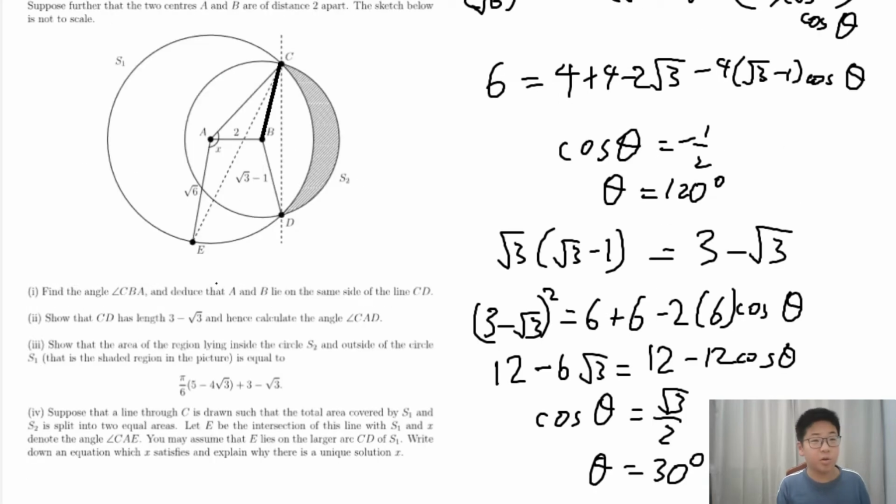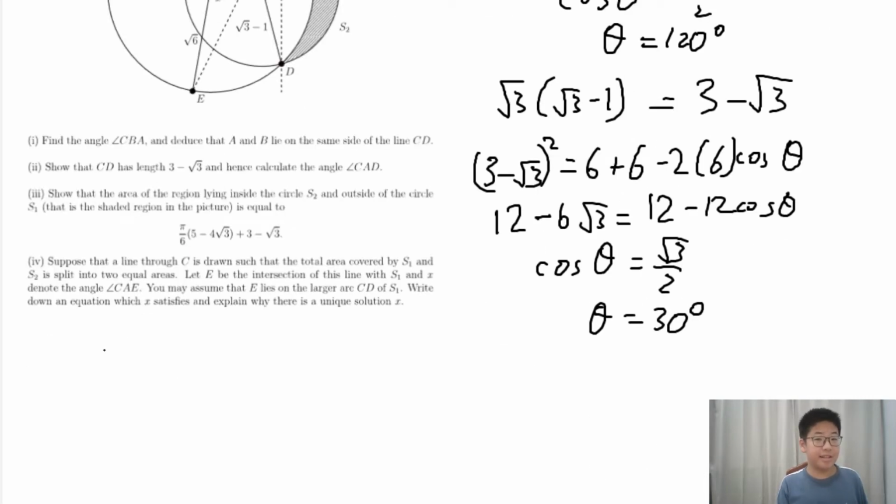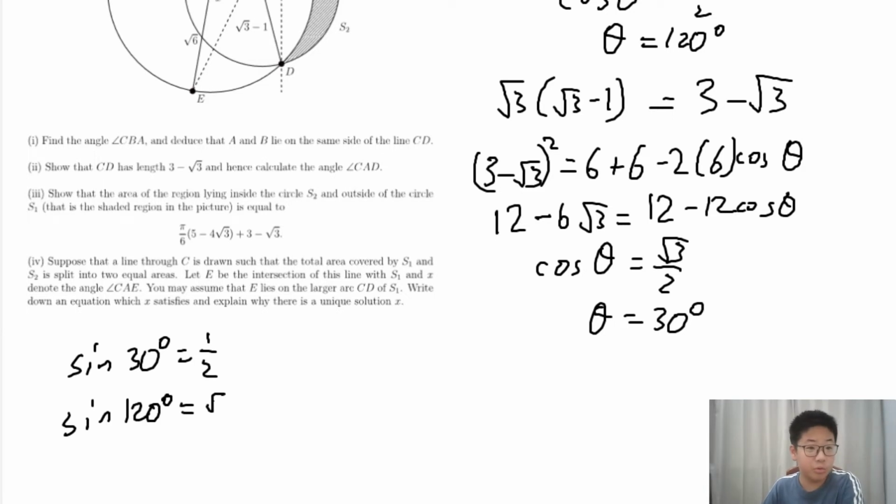So, show that the area of the region lying inside the circle S2 and outside of the circle S1. So now we're calculating the area of a crescent, as it's called, apparently. So now this angle is 30 degrees. So this means that sine 30 degrees equals half, and sine 120 degrees equals root 3 over 2. So this is going to be a bit tedious, and so 30 degrees and 120 degrees, we're going to calculate that in radians, pi over 6, 2 pi over 3.